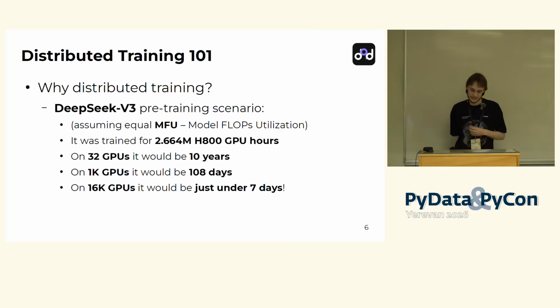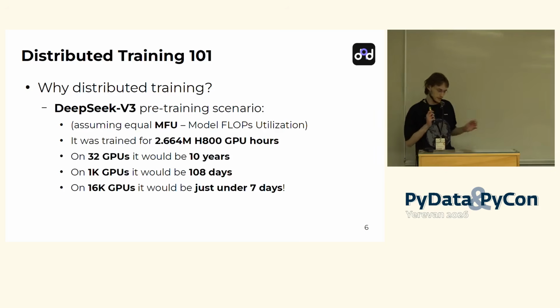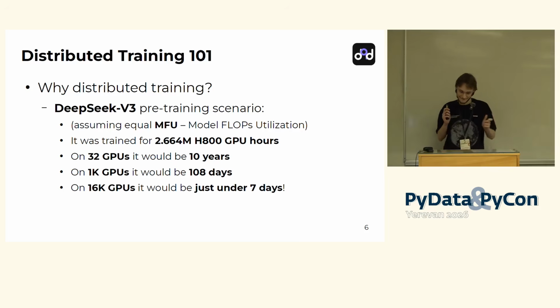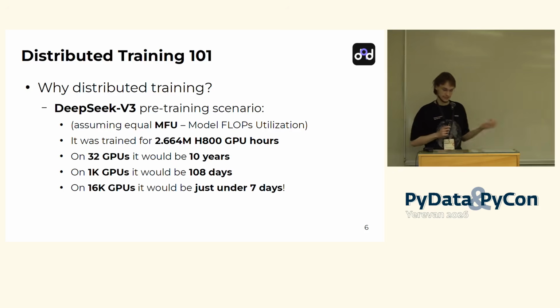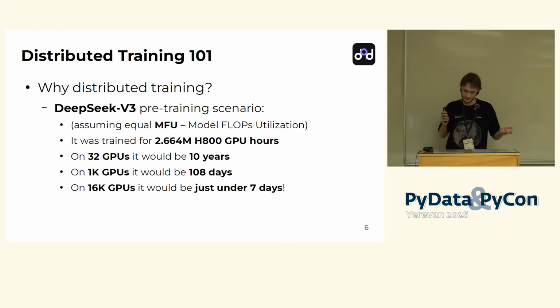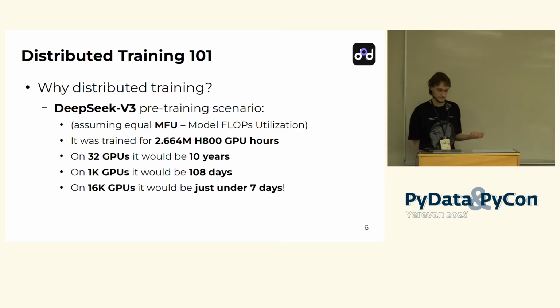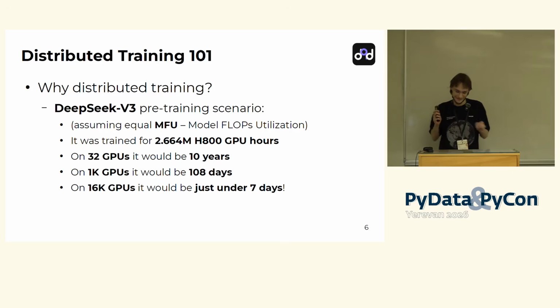And also, let's take the DeepSeek V3 pre-training scenario. Let's assume an equal model FLOPs utilization. It's a tough assumption, but it's just to show you the idea. The DeepSeek guys reported that they were pre-training this model for 2.6 million H800 GPU hours. H800 is a special NVIDIA GPU for the Chinese market. On a small cluster of such 2 GPUs, it would take 10 years to train a model of such scale. And obviously we can't wait for 10 years. AI is evolving so quickly, so we need to do it faster somehow.